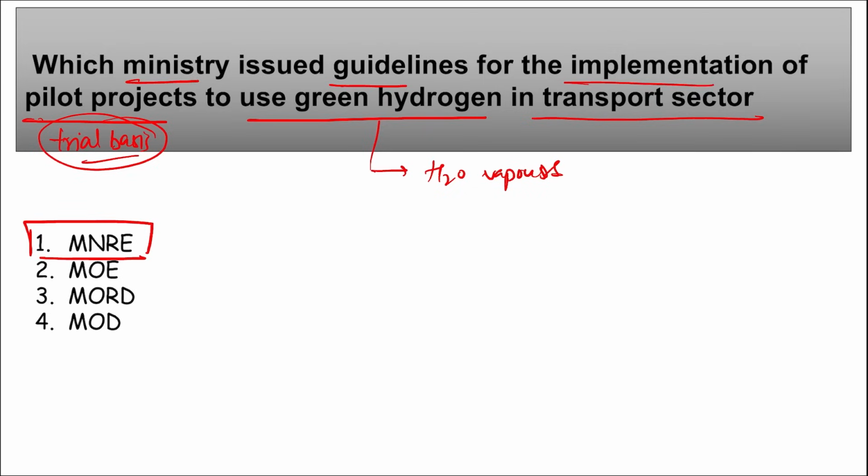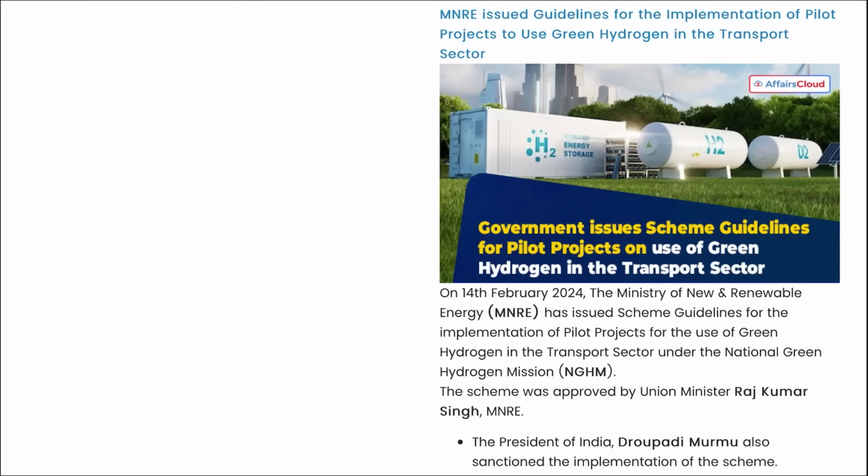Green hydrogen. Next, if we talk about MNRE, who is your union minister here? Raj Kumar Singh. Next. And remember, here you can see Ministry of New and Renewable Energy issued scheme guidelines for implementation of pilot projects for use of green hydrogen in transport sector under National Green Hydrogen Mission, and the scheme was approved by Union Minister Raj Kumar Singh. Correct. And the President of India, Draupadi Murmu ma'am, also sanctioned the implementation of this scheme.